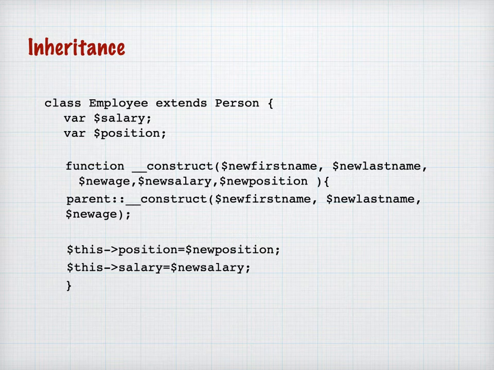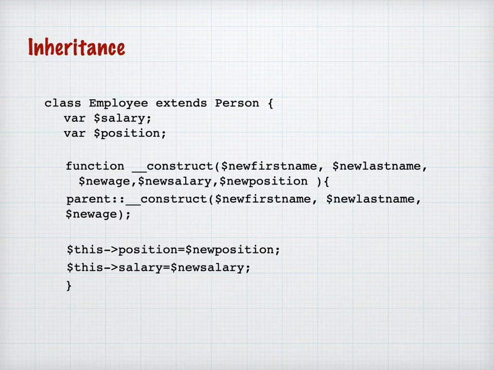Parent::construct. In other words, call this function in the parent class and we pass into it first name, last name and age. And then it does all that work for us because we're calling the constructor function from the person class. Position and salary, we can assign values to those as we've done in the other examples.